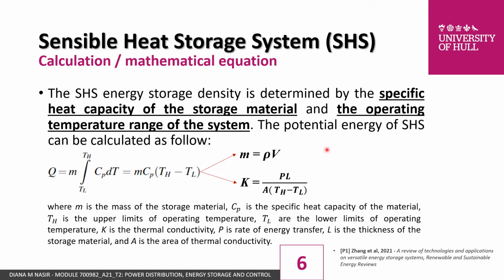The energy capacity that is stored in a medium through this system can be understood to depend on the operating temperature range. TH considers the highest operating temperature, while TL is the lowest operating temperature. And another consideration is the heat capacity of the storage media, which is the CP.